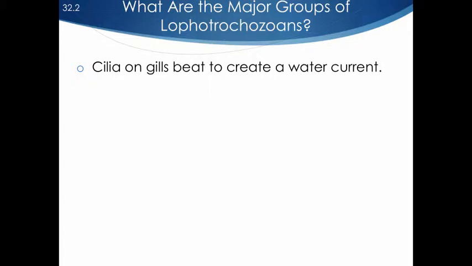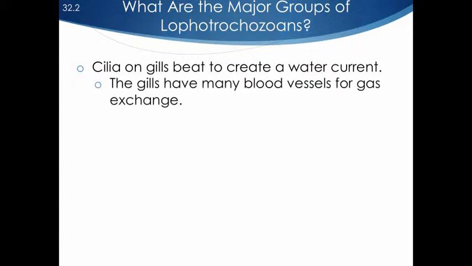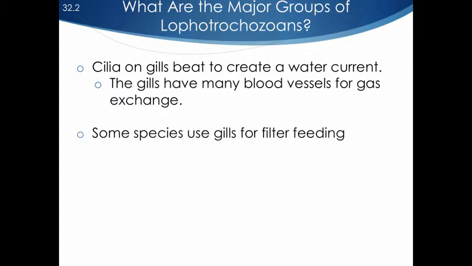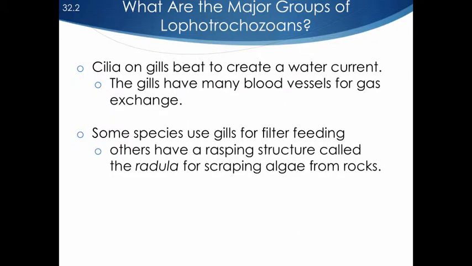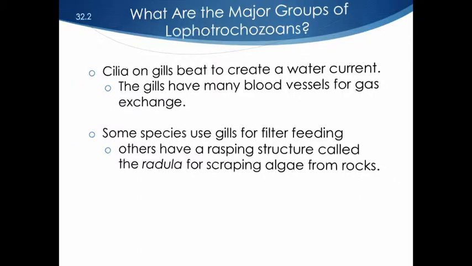Now, cilia on the gills beat to create a water current, and this allows for a more efficient way of gas exchange. The gills have many blood vessels for gas exchange, and we'll be seeing all this when we learn about the respiratory system. Some species use gills for filter feeding, and others have a rasping structure called the radula for scraping algae from rocks. So either they use filter feeding or, I guess you could consider it mechanical feeding, where they scrape the algae off rocks and eat it.